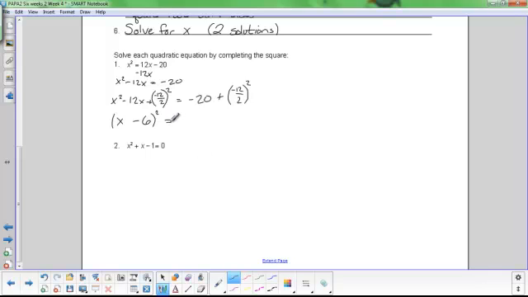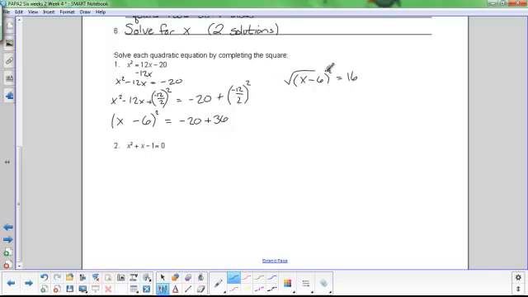This side over here becomes negative 20 plus 36, 6 squared. Please remember that a negative squared always becomes a positive. Do not make that mistake. Once you simplify this, you get 16. X minus 6 squared equals 16.